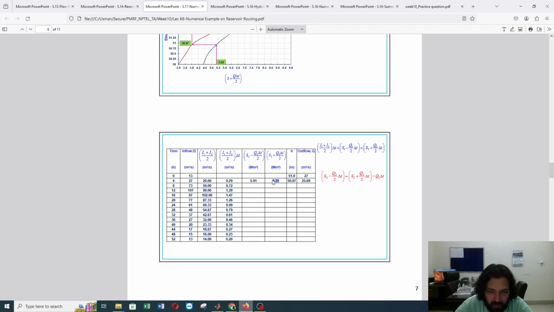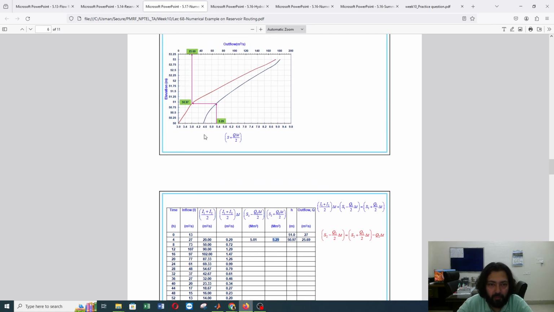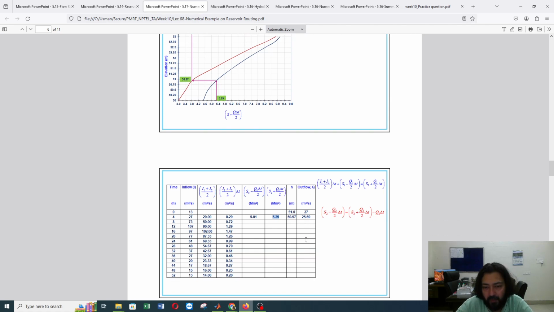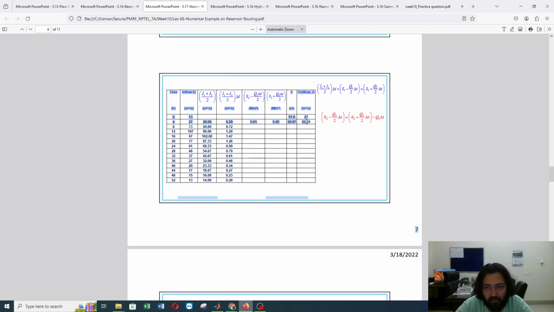Now by using this value of 5.29, we want to calculate the value of H and outflow, right? So from this curve we know the value of storage indication as 5.29. So the corresponding head is the required head, that is 50.97. So the head is 50.97, and for this particular head, what is the outflow? It is 25.67. So now again we know the value of outflow, which is 25.69.